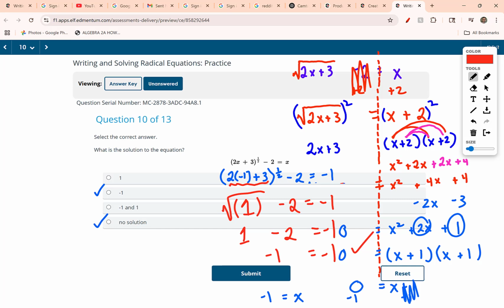So it's just a coincidence when we substituted negative 1 back in the original problem, it ended up giving us negative 1 on both sides. But the point is, it makes the equation true when we substitute negative 1 back in. So negative 1 is a solution. It is not an extraneous solution.